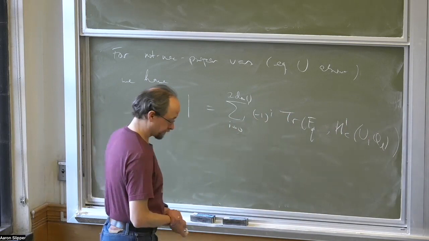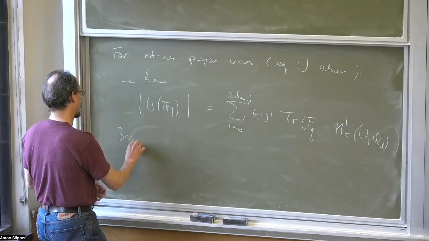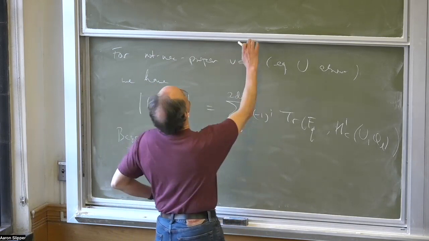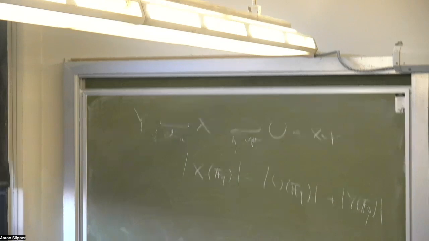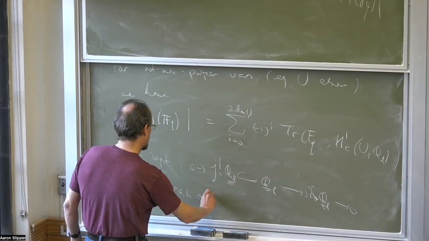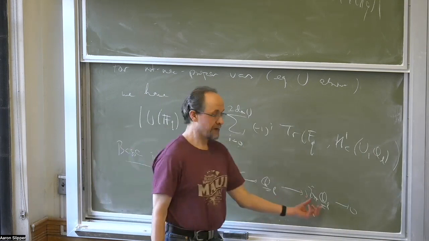Some basic input that does this is, if you call this j and this i, the short exact sequence of sheaves on X. I have the constant sheaf Q_l on X, and the cohomology of that will be the cohomology of X. And then I have the constant sheaf along Y. The cohomology of that will give the point count for Y, as well as the trace formula.